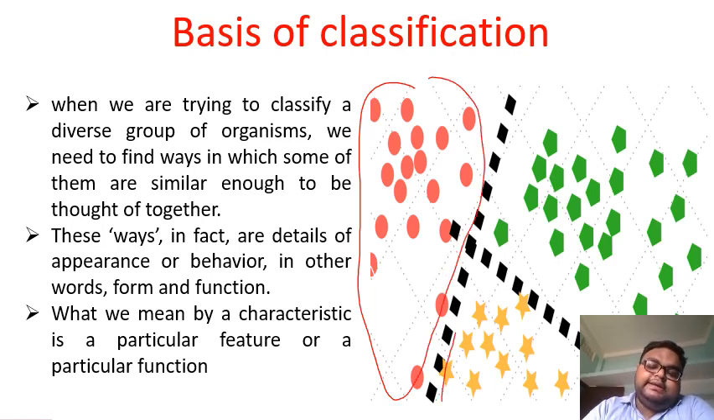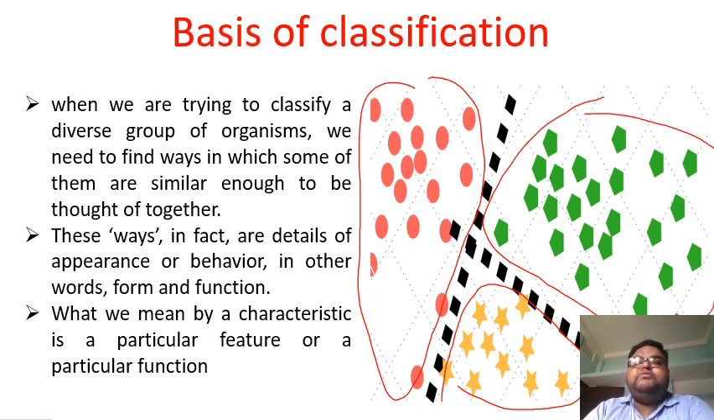All the yellow stars are here, and all the green pentagons are here. So what we have done is take the characteristics of their color and of their size, or we can say shape, right? Upon the basis of shape and color, we have classified these dots, isn't it? So these ways of classifying, I will just highlight it. Ways are the details of appearance or behavior, or we can say that the characteristics are what?